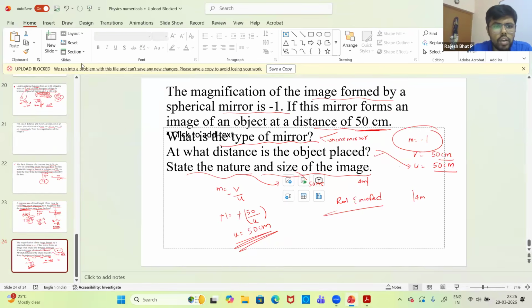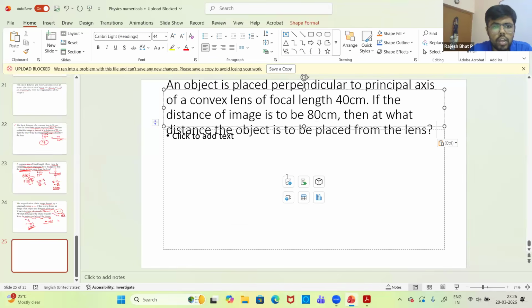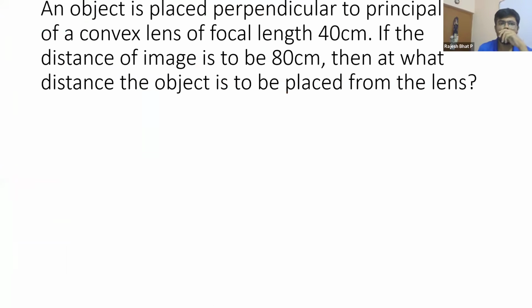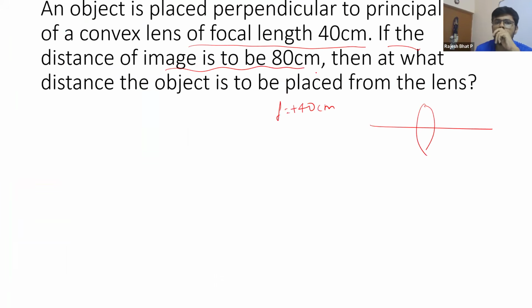Ah, yes, let's solve this problem. An object is placed perpendicular to the principal axis of a convex lens of focal length 40 centimeter. This is a convex lens, so the focal length will always be positive. The distance of the image is 80 centimeter. At what distance should the object be placed? U, the object distance, is what is being asked.